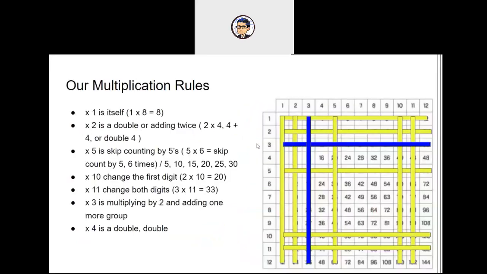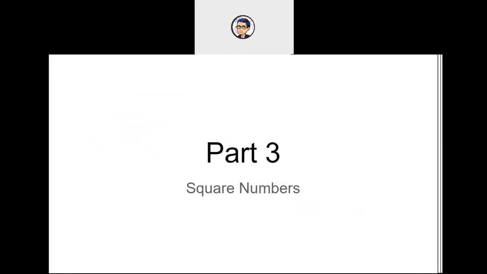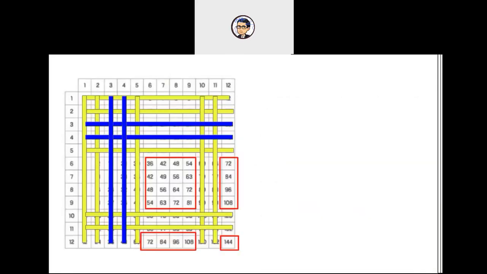All right. So we can see that multiplying by 4 is a double-double, so we can remove those multiplication number facts from our board. There we go. Part 3, square numbers. So I've highlighted some numbers here that we have left.